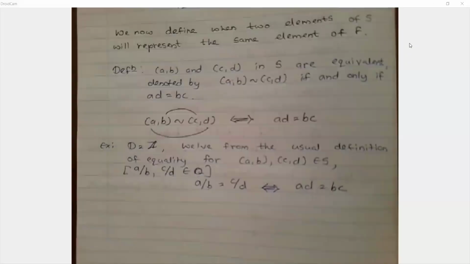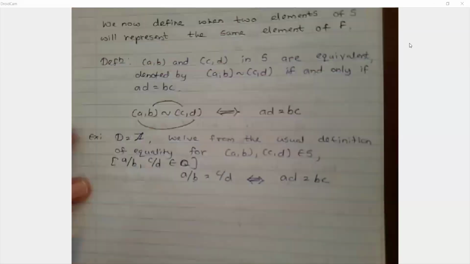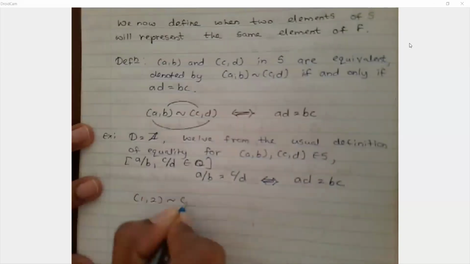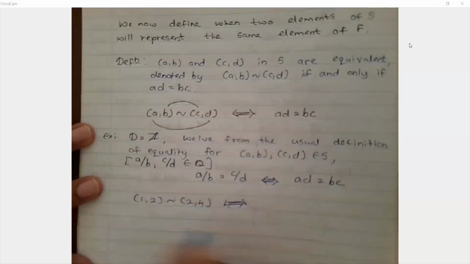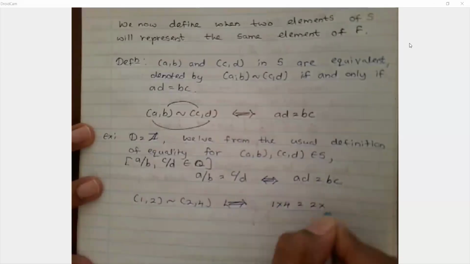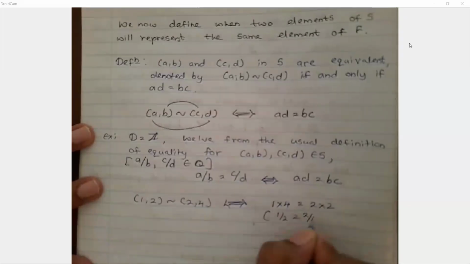Right? Now, if you give a specific example, in this case, you have 1 over 2 and 2 over 4. How do we know that these two pairs are the same? 1 over 2 is equivalent to 2 over 4 for this particular example if and only if 1 times 4 is equal to 2 times 2, which is true. In other words, 1 over 2 simply equals 2 over 4. You get the same thing.